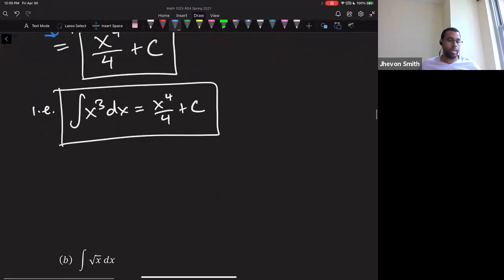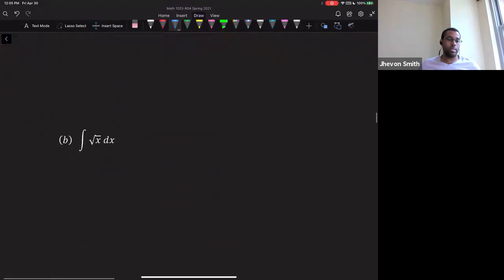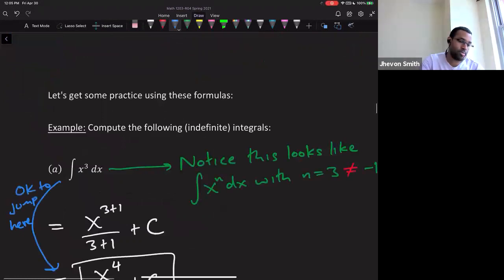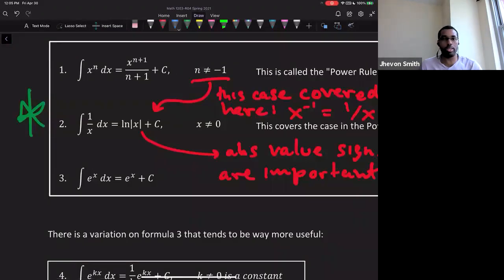Now let's make this a little bit stranger. We have here the antiderivative of the square root of x. Like how would we do such a thing? So we know what the rules say. There's no square root in the rules. So there must be a way to finagle this algebraically to look like one of these rules.